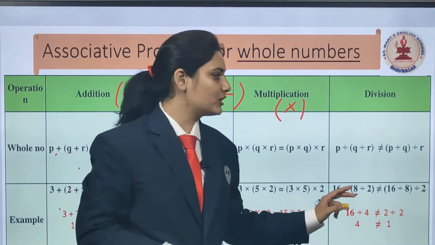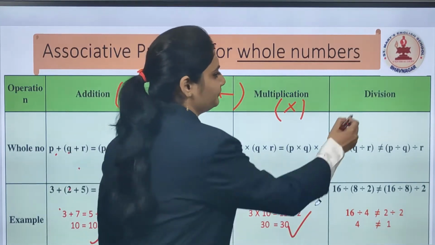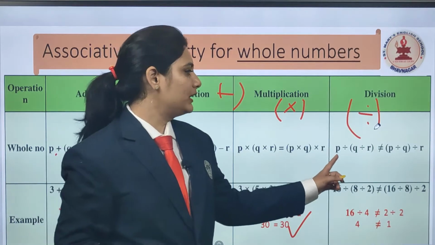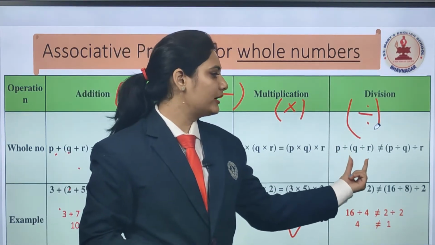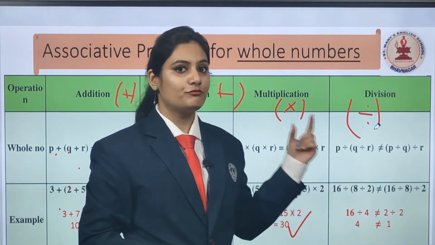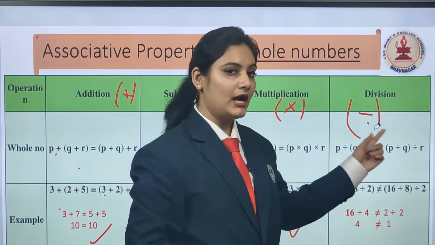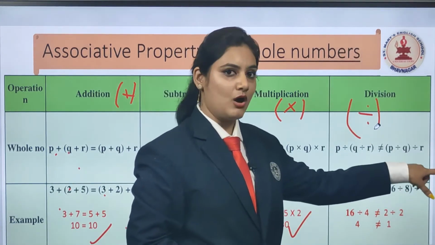Now coming to division. Instead of the multiplication sign we will go to the division sign. So the division sign is like this, right? So P divided by Q divided by R. Now Q divided by R, they are in the bracket. So first step is to solve the bracket. Same way P and Q, they are in the bracket. So first step will be to solve the brackets and R is outside.